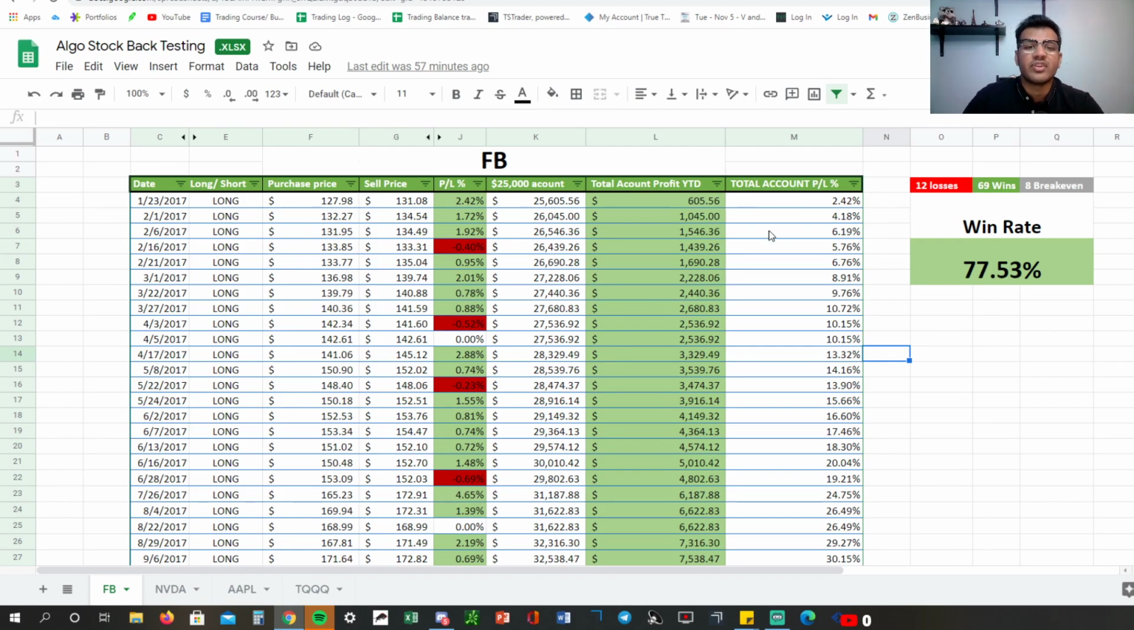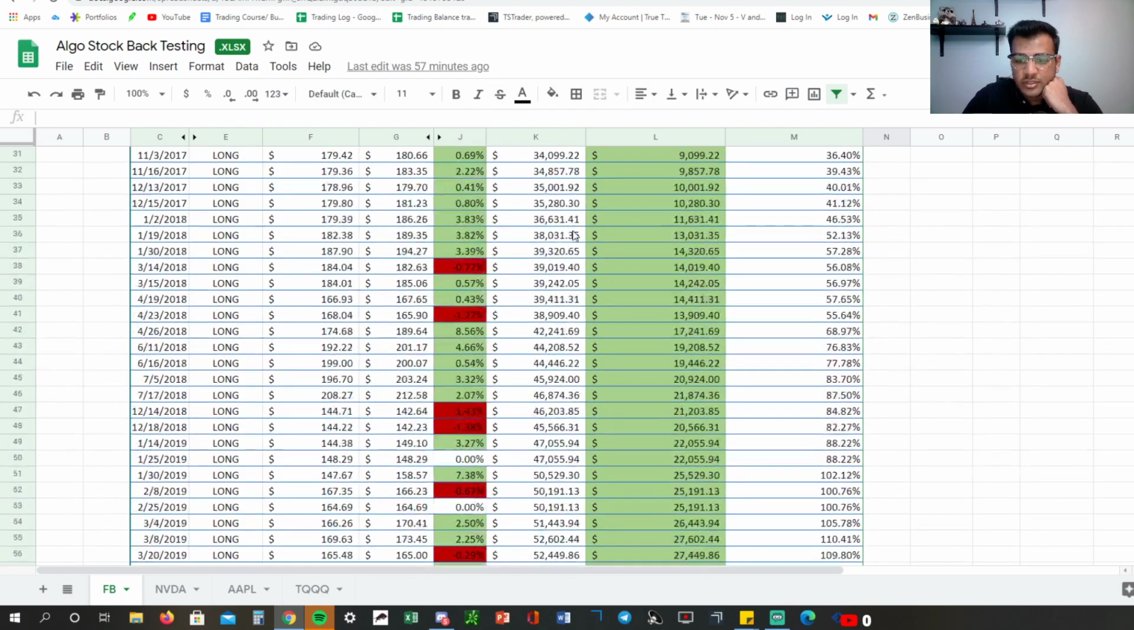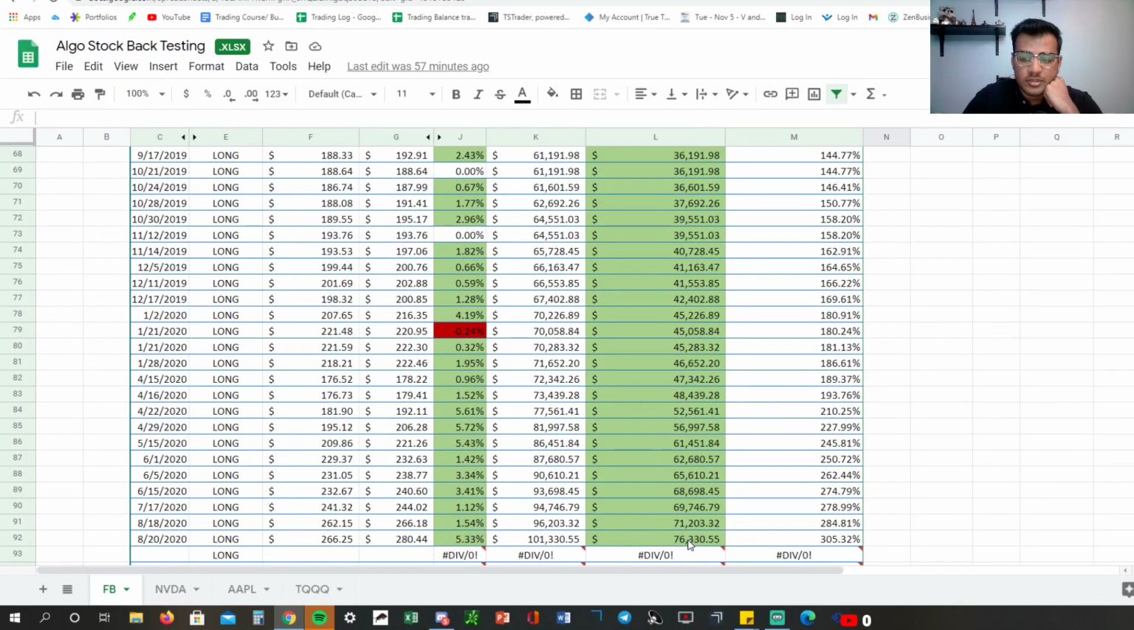The win rate is going to vary from stock to stock because obviously every asset acts differently. But overall, for Facebook, for the past 4 years, since 2017, this data, every single alert, we have our purchase price, our sell price, our P&L, and our win rate, right? Since 2017, say you started off with $25,000 in your account, and all you did was just reinvest that every time after, right? So in the past 4 years, what would have happened? You would have ended up with 76,000, right? Getting 305% return.